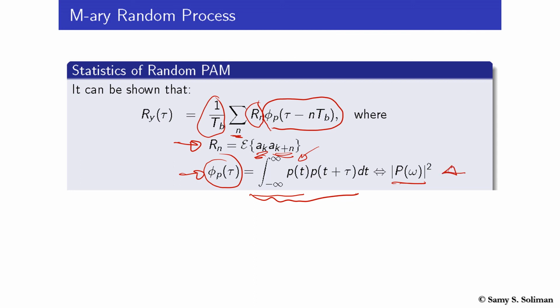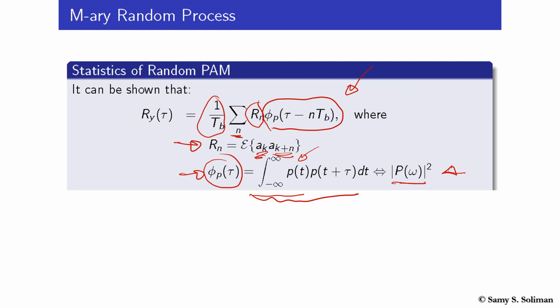Of course, this can be derived from the definition of the autocorrelation function R_y(tau), and that will be left for you as an exercise to do. However, it is more important here to understand how to use this result.